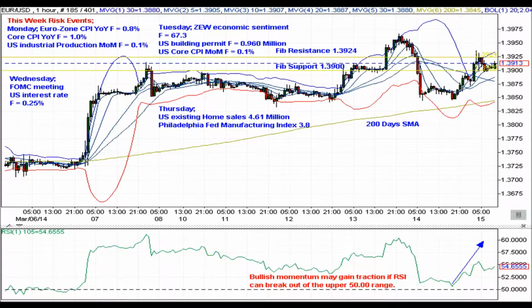The hourly charts show that the single currency opened today's Sydney trading session midway between its established short-term Fibonacci resistance at 1.3924, while the Fibonacci support is set at 1.3900. The euro-dollar map against the Bollinger Band indicates high volatility in this market as the gap between the upper and lower Bollinger Band is wide, extremely wide.